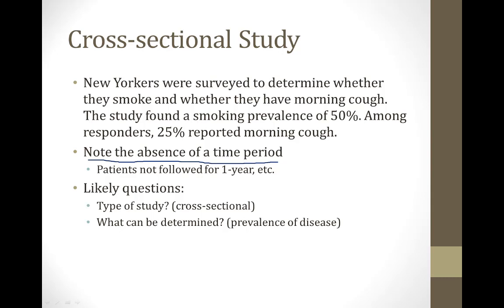So some likely questions might be, what type of study is this? It's cross-sectional, or what can be determined? And the answer is prevalence of disease only, not risk ratios and odds ratios.